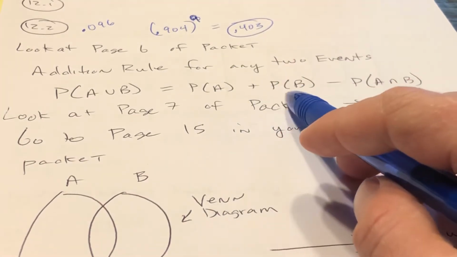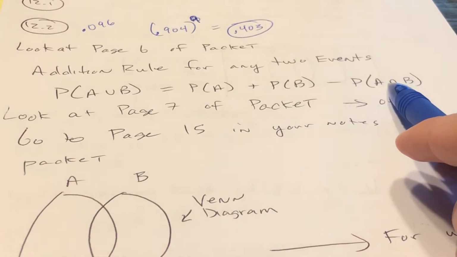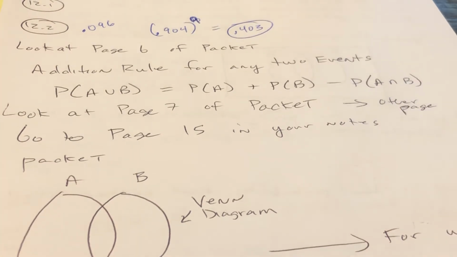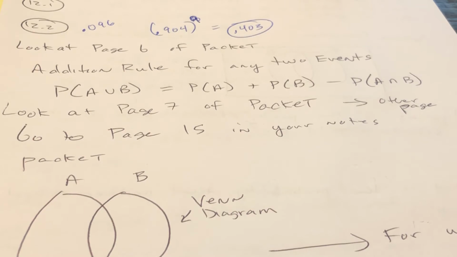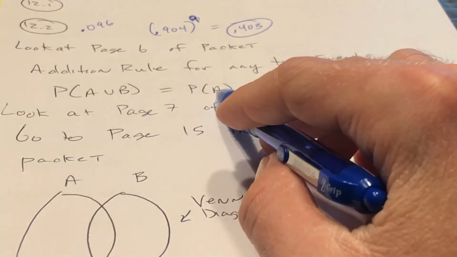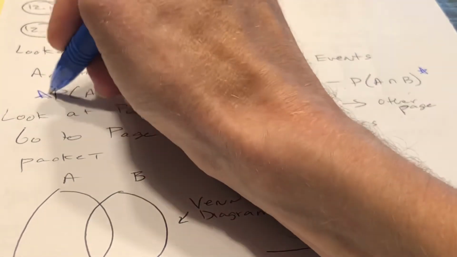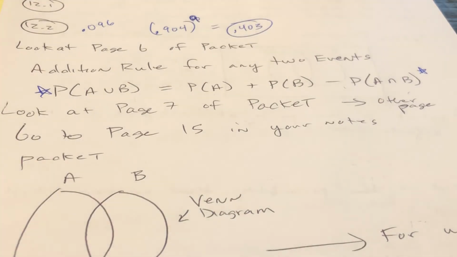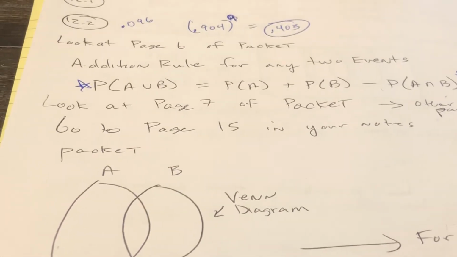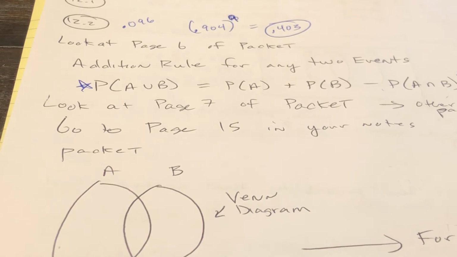Equal to the probability of A plus the probability of B minus, instead of saying and, we're going to use the upside down U, which stands for intersection. Okay? So the probability of A union B is equal to the probability of A plus the probability of B minus the intersection. You're going to have to memorize this. This is not a formula that the exam gives you. It's just kind of a common knowledge formula. Same thing with the conditional probability that we'll talk about tomorrow, I believe. So you're just going to have to know that one. All right, so then we are looking at page 7.